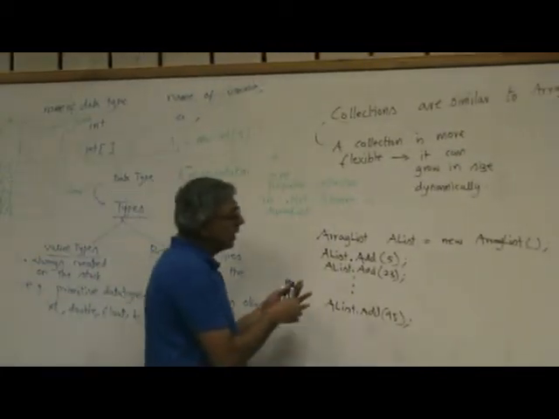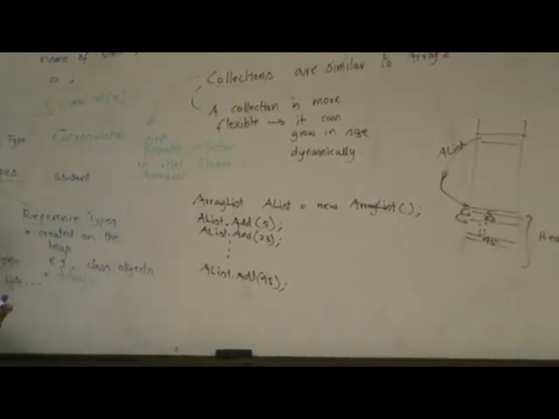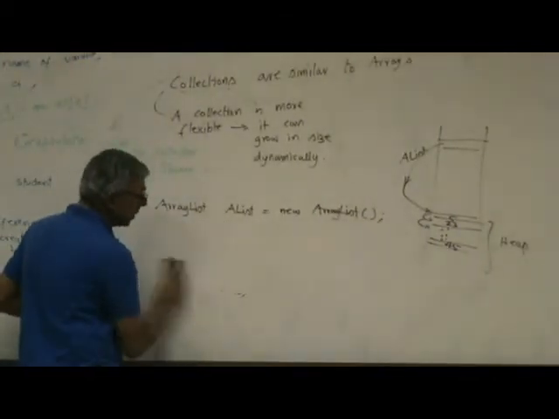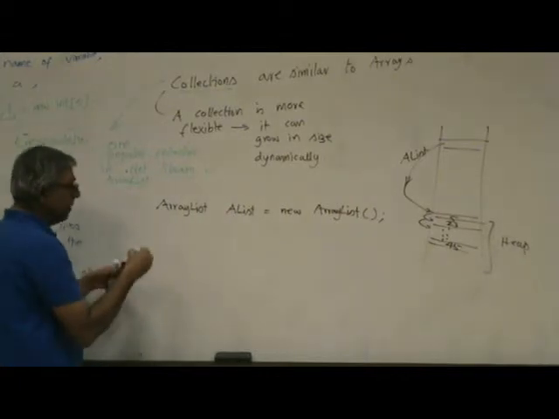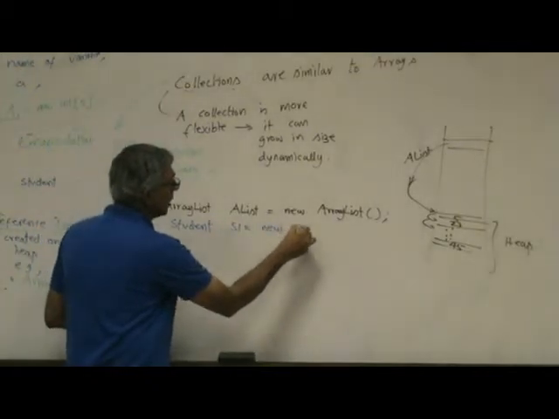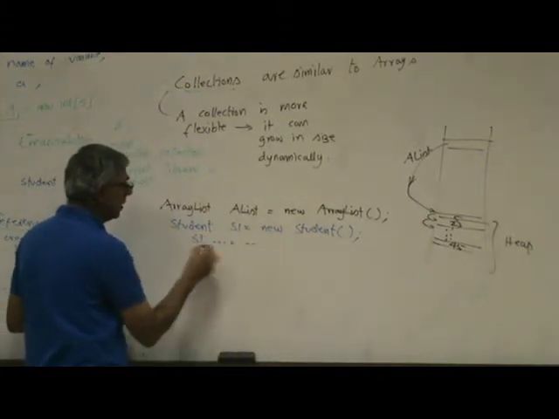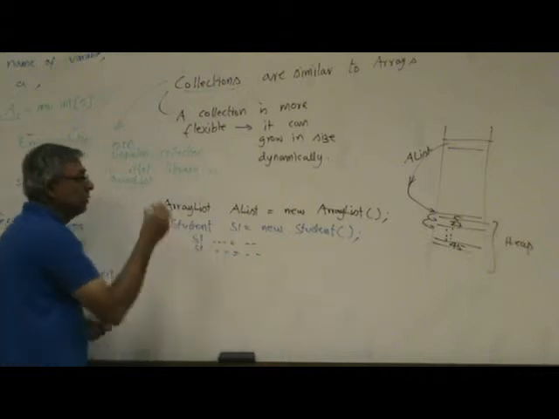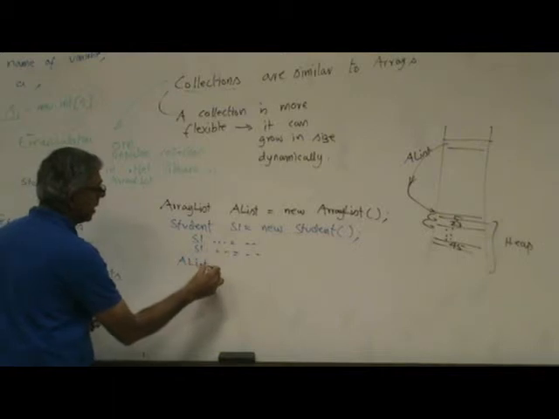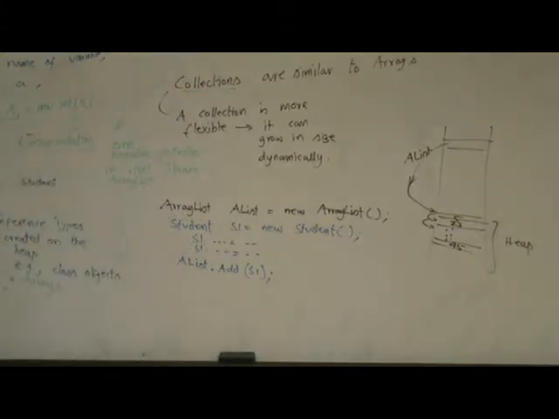So here's another nice thing about ArrayList. Not only can it store value types, it can also store reference types. For example, suppose you created an ArrayList called AList, then you did something like this: Student s1 equal to new Student, and then you set some fields over here. After you set the first name, last name, and so on, you can do AList.add(s1). So you can store the student in the ArrayList.